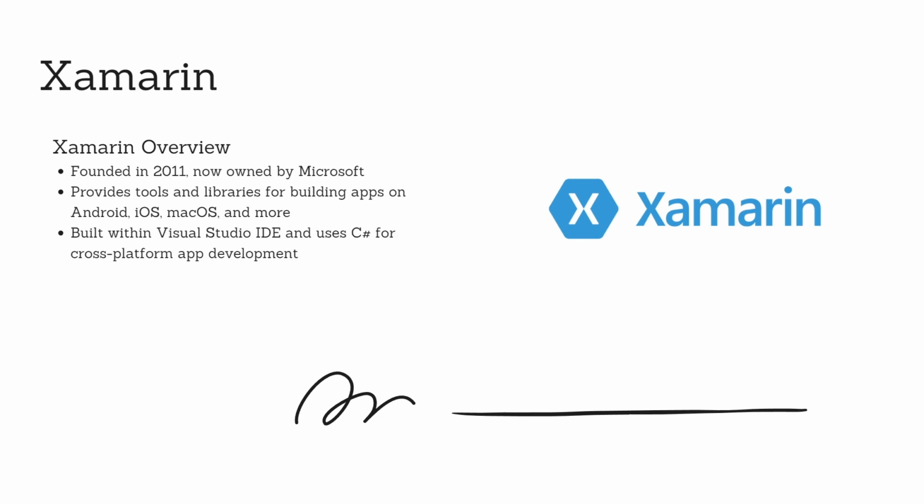The third framework is Xamarin. It was founded in 2011 and is owned by Microsoft and has been around for nearly a decade, making it one of the oldest Android app development frameworks. The platform provides developers with libraries and tools specifically compiled for building apps on Android, iOS, macOS, and others.